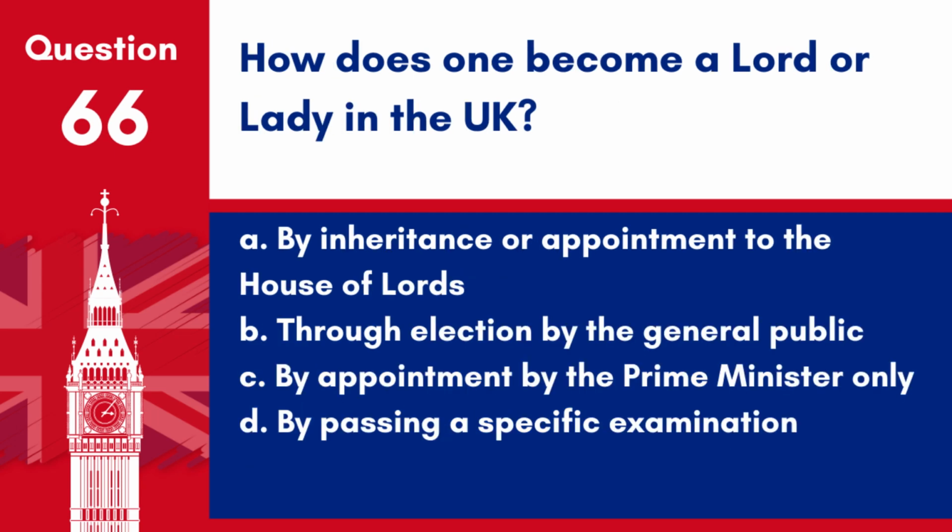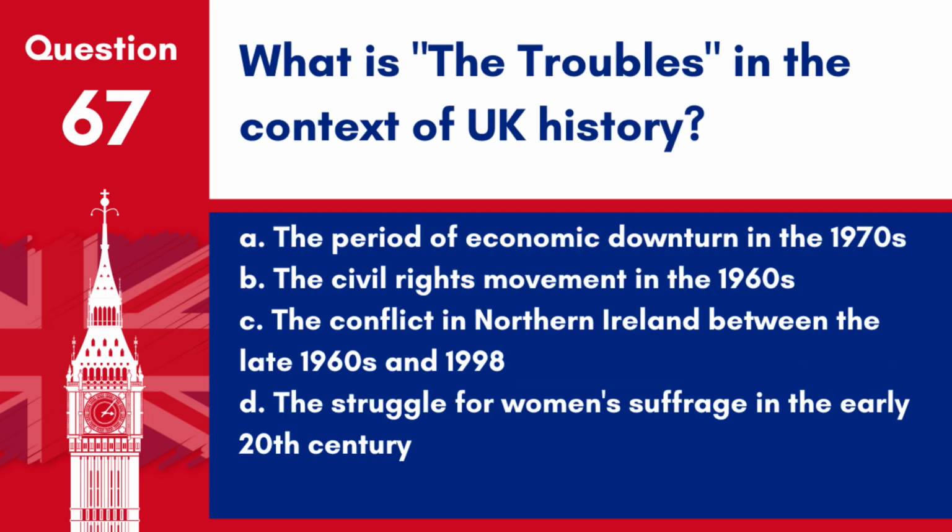Question 66. How does one become a Lord or Lady in the UK? A. By inheritance or appointment to the House of Lords. B. Through election by the general public. C. By appointment by the Prime Minister only. D. By passing a specific examination. Answer. A. By inheritance or appointment to the House of Lords. One can become a Lord or Lady in the UK either by inheriting a title or by being appointed to the House of Lords.